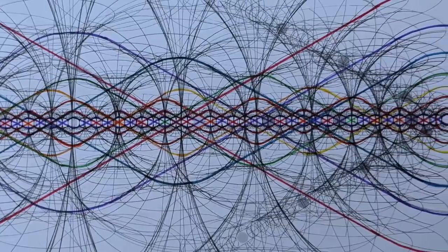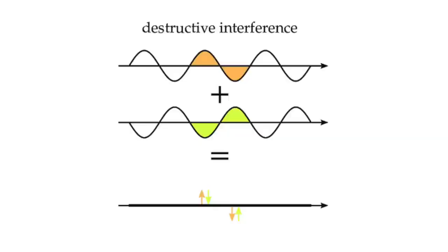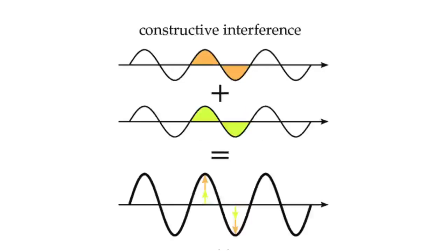reality we experience. Destructive interference is when two waves traveling in the same direction are aligned at the crest of one wave and the trough of the other. The waves cancel out. Constructive interference is when two waves traveling in the same direction overlap, and their crests combine to produce a larger wave.